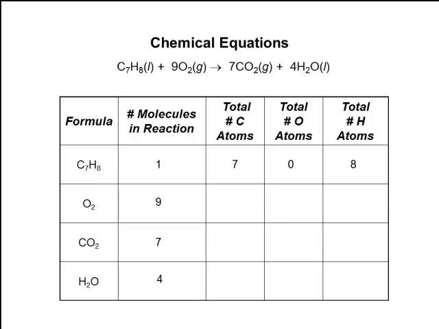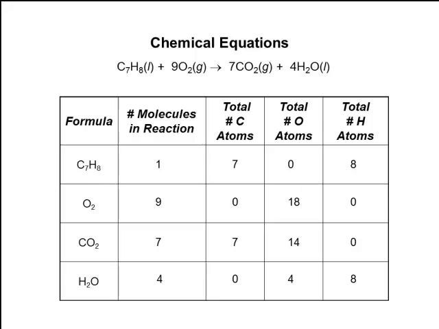If I have 9 molecules of O2, how many total carbon atoms do I have? None from that formula. How many total oxygen atoms do I have? Well, I no longer have 2 because I have 9 molecules of it. So 9 times 2 gives me 18. How many hydrogen? 0. What about the 7 molecules of CO2? I'd have 7 atoms of carbon, 14 atoms of oxygen, and 0 atoms of hydrogen from that formula. What about the 4 H2Os? 0 carbons, 4 oxygens, 8 hydrogens.